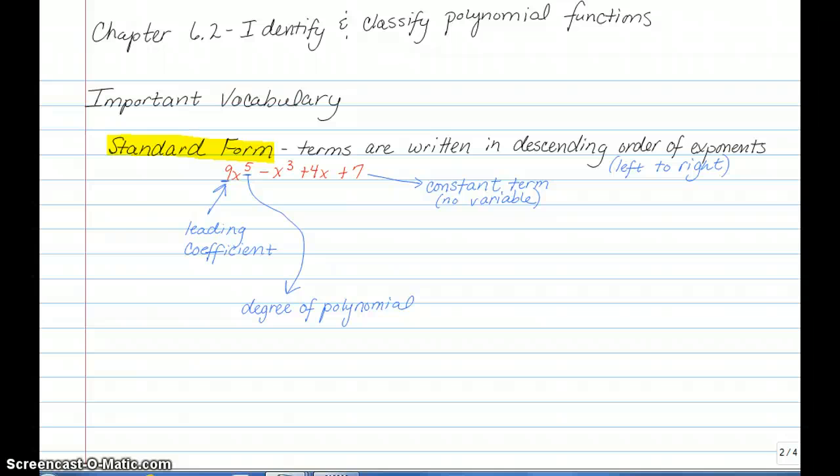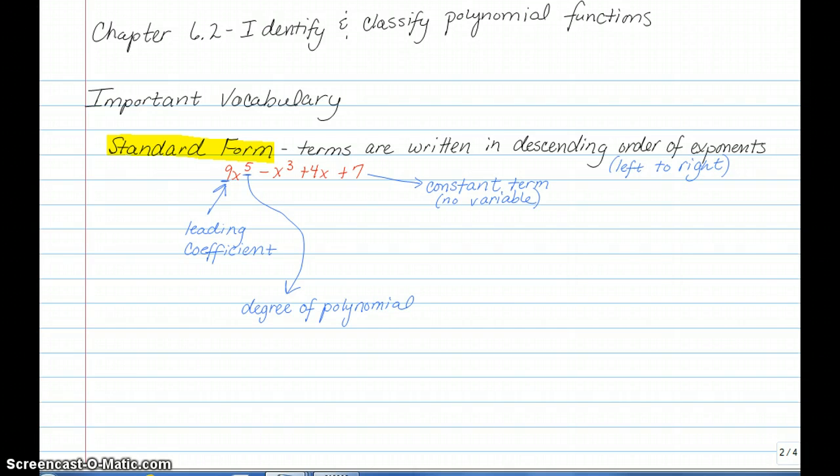So in this 9x to the fifth minus x to the third plus 4x plus 7, x to the fifth is the largest exponent, so that will be the degree of the polynomial. So we would say this polynomial is a degree 5 polynomial. Whatever the largest exponent is, out in front of that will be a coefficient. Sometimes it will just be a 1 and it won't be written, but in this case it is written because it's 9x to the fifth, and 9 is the leading coefficient. So it's simply the number that is being multiplied by the variable.